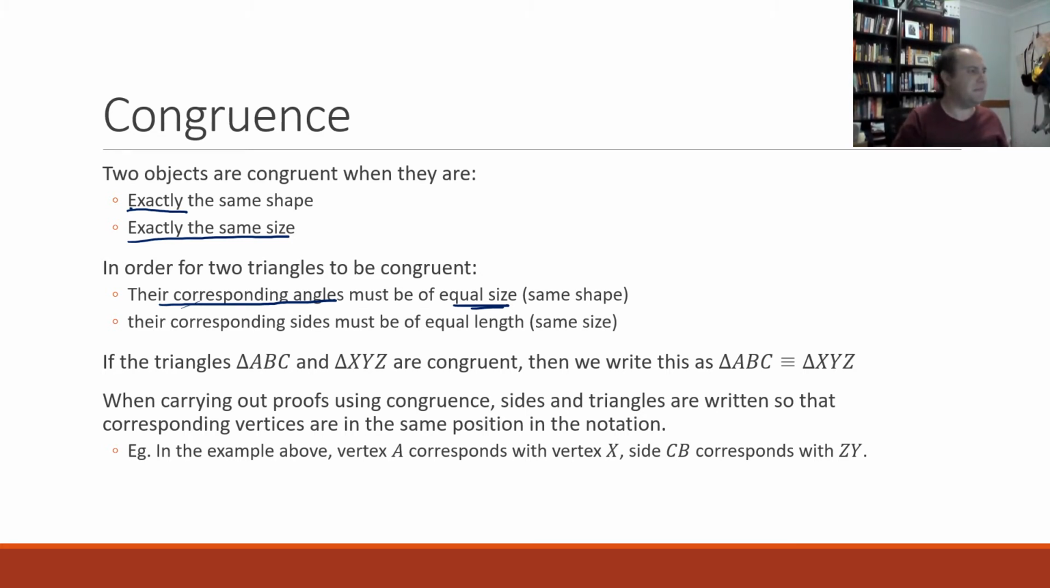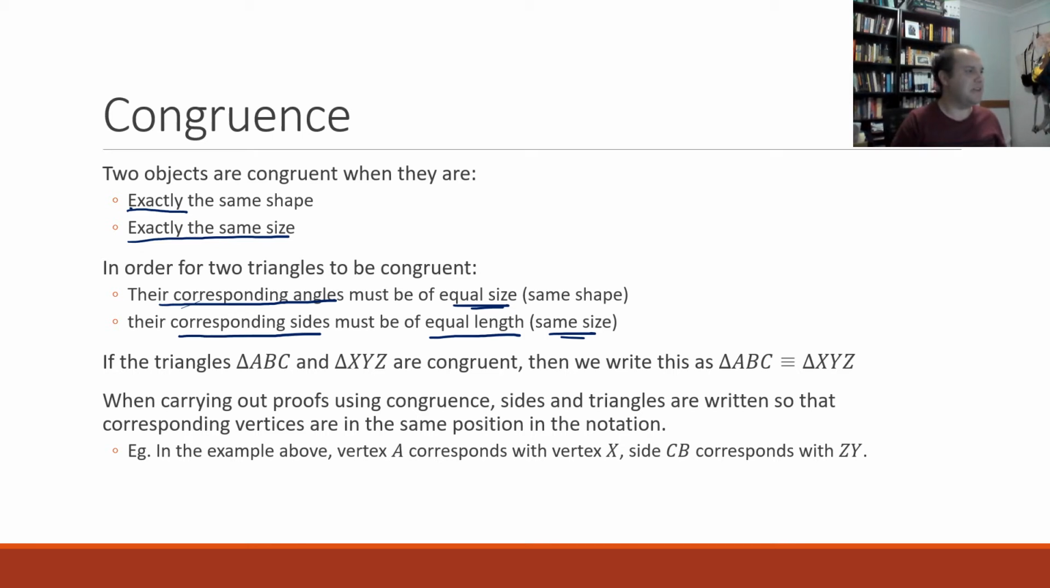This next step also adds to congruence. Corresponding or matching sides, that's what corresponding means, must be of equal length. That makes our shape the same size. So corresponding angles make our two triangles the same shape. Sides being the same length mean that our triangle is the same size, not just the same shape.